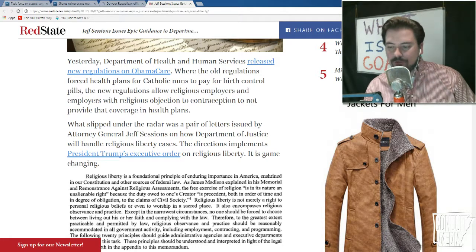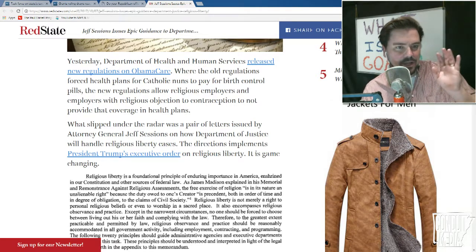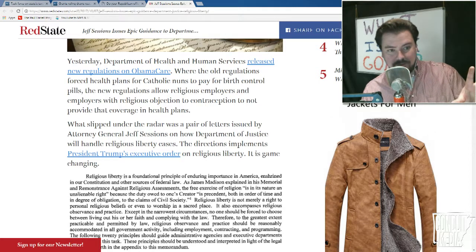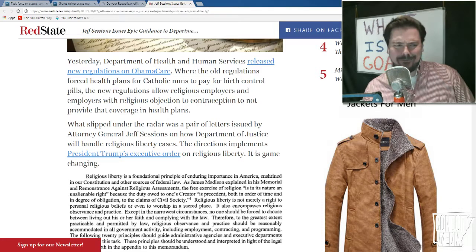Last week, the Department of Health and Human Services released new regulations on Obamacare, where the old regulations forced health plans for Catholic nuns to pay for birth control pills. The new regulations allow religious employers and employers with religious objection to contraception to not provide the coverage in health plans. The left is freaking out about that one because, of course, you have a right to life, liberty, and the pursuit of happiness, and a right to demand that your employer pay for birth control. Everybody knows the two go hand in hand.